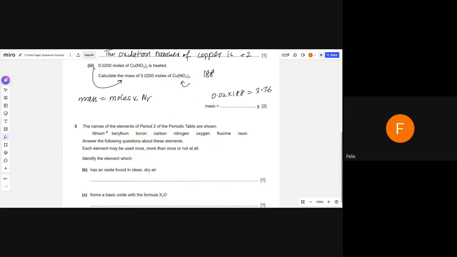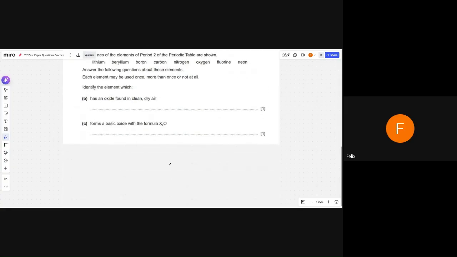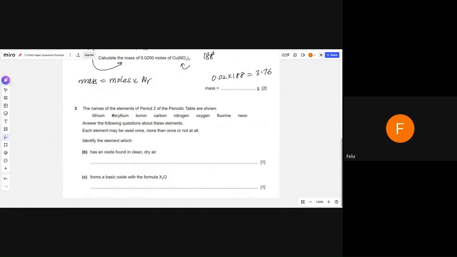Question 3. This is for extended students. Core students will not be assessed on this. This is a topic from the supplement. The names of the elements of period 2 of the periodic table are shown. Answer the following questions about these elements. Each element may be used once, more than once, or not at all.